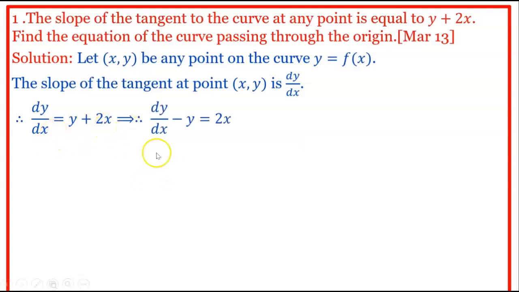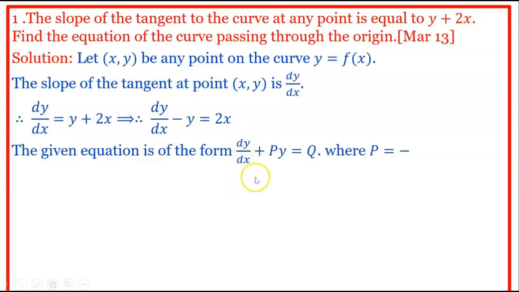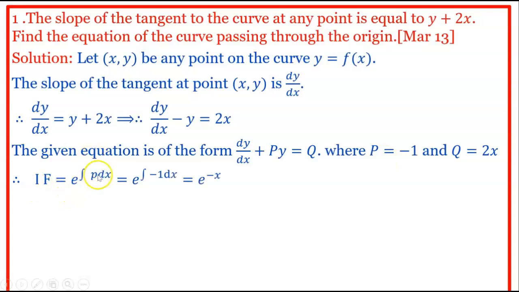It implies that dy by dx minus y is equal to 2x. Means what? Shift this plus y to the left hand side. The given equation is of the form dy by dx plus py is equal to q, where p is equal to minus 1, q is equal to 2x. Now the integrating factor is equal to e raised to integral p dx.